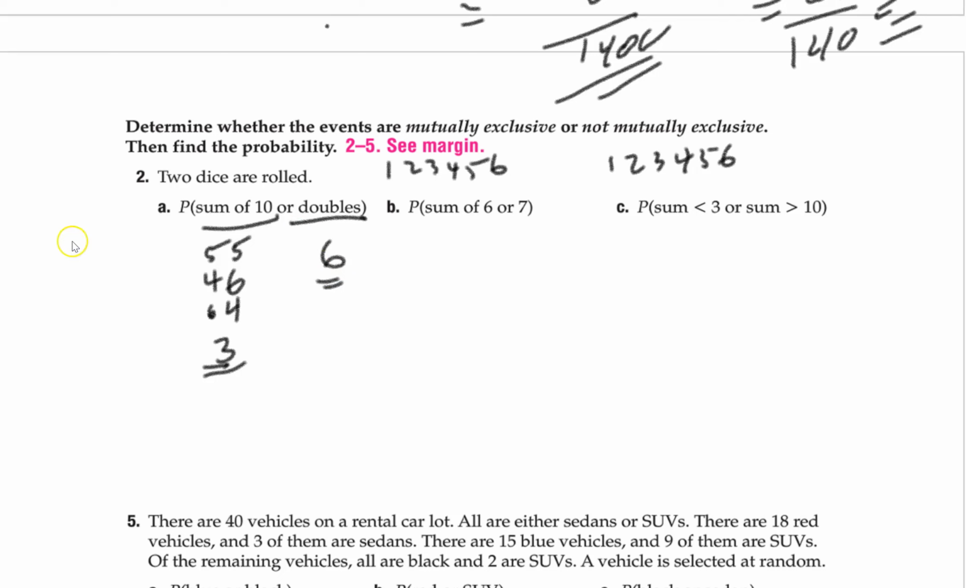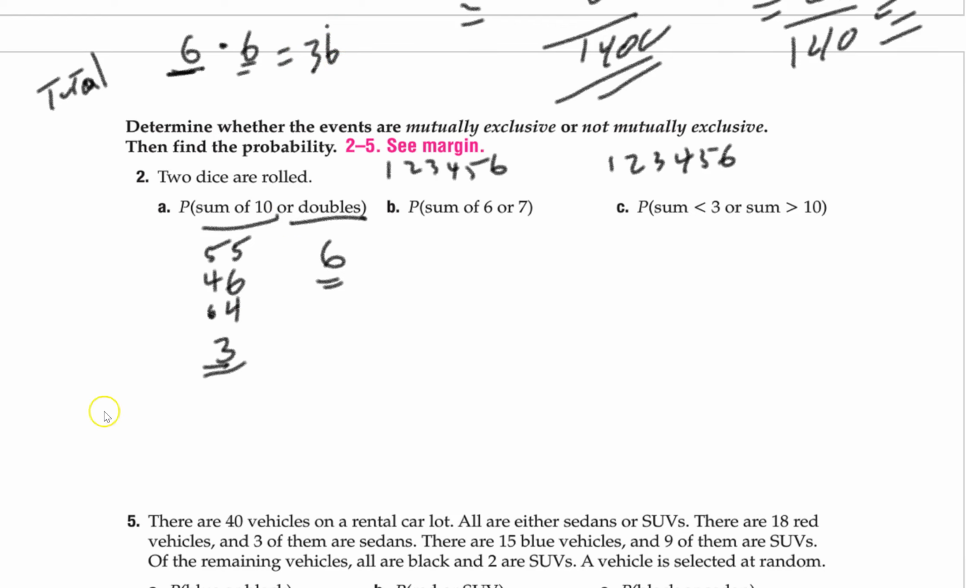Now here's the thing. If we're only rolling 2 dice, what's the total? Let's go back to our fundamental counting principle. When I roll 1 die, there's 6 options. When I roll another die, there's 6 options. So I have 36 total options.